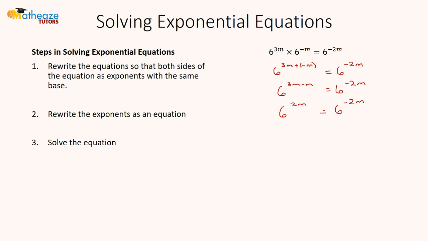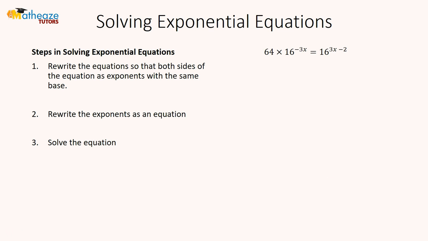So now what we're going to do is get the exponents as an equation. So 2m equal to negative 2m. Let's divide both sides by 2. So m is equal to negative m. This is not possible. So we have no solution.